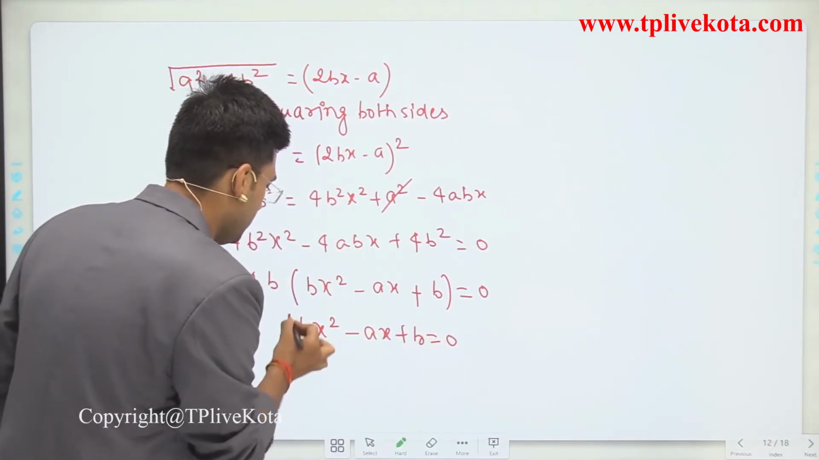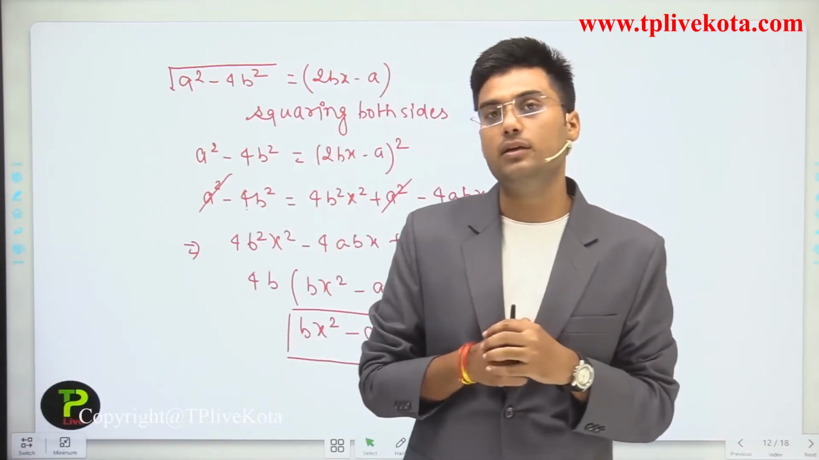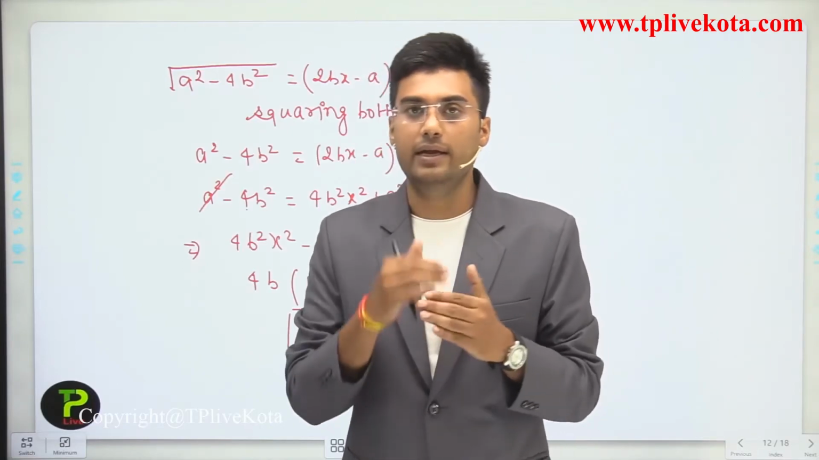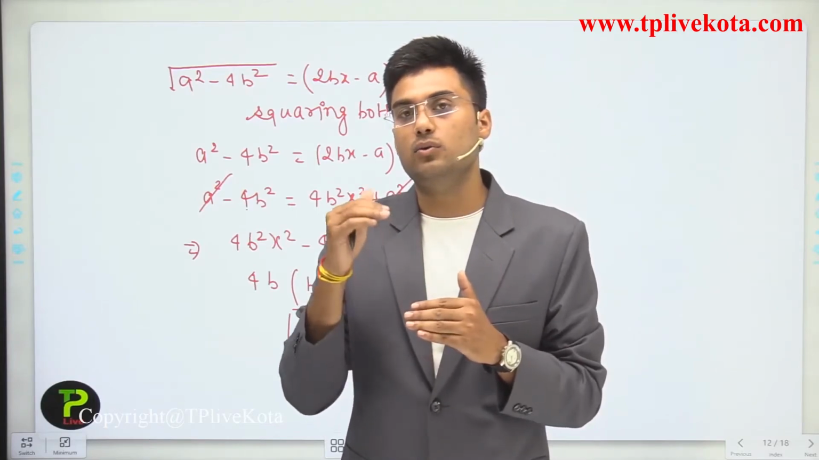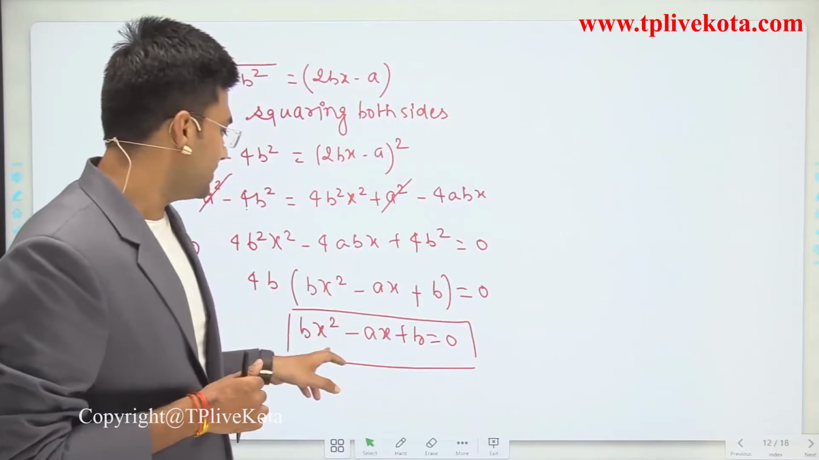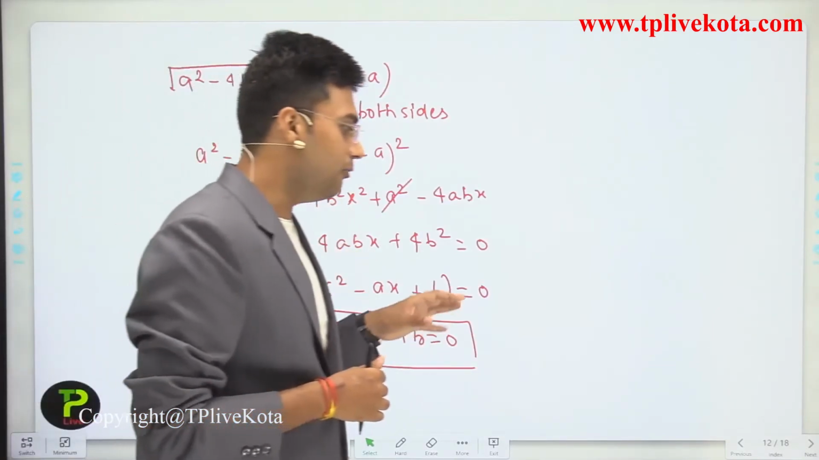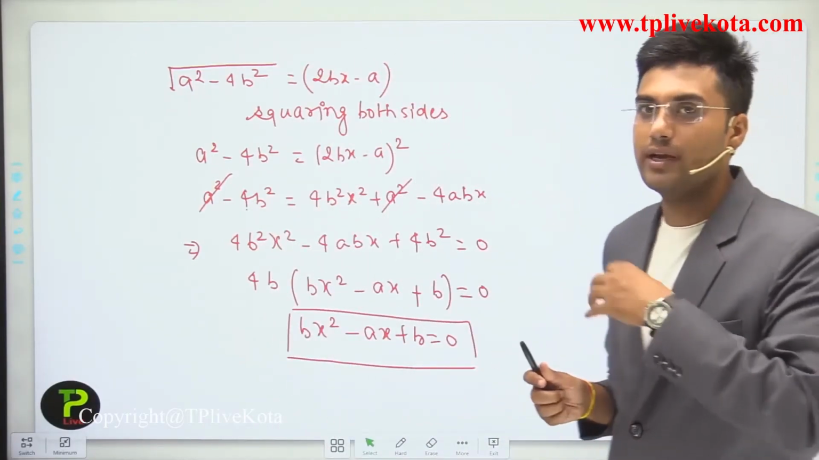So in the question it is given that if x is equal to root a plus 2b plus root a minus 2b divided by root a plus 2b minus root a minus 2b, then prove that bx square minus ax plus b equal to 0. So we have proved it now. So after this, let's move to the next question.